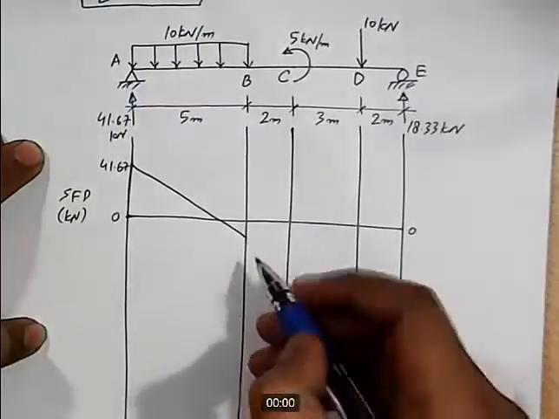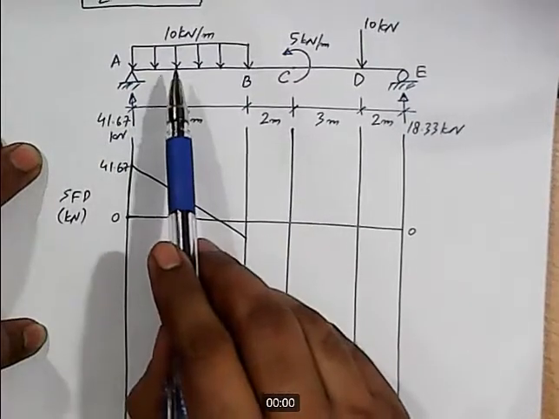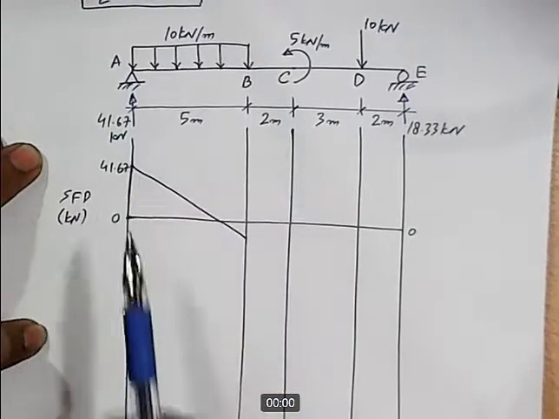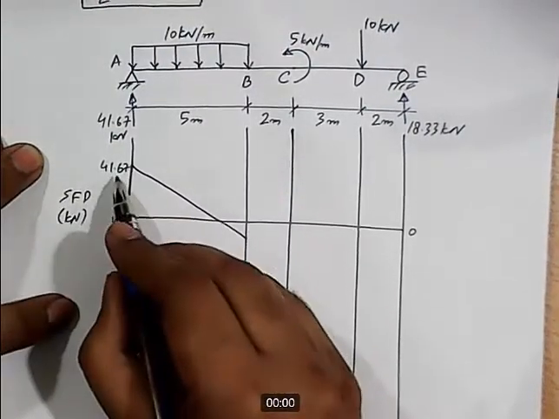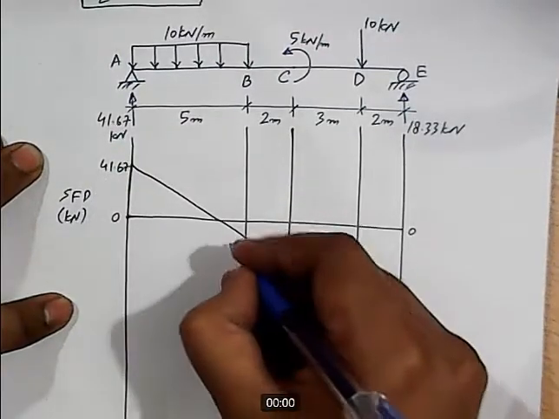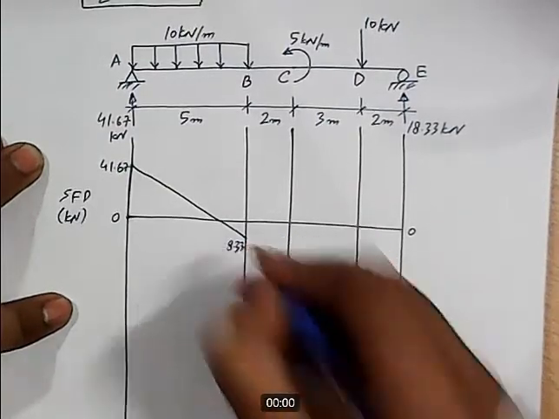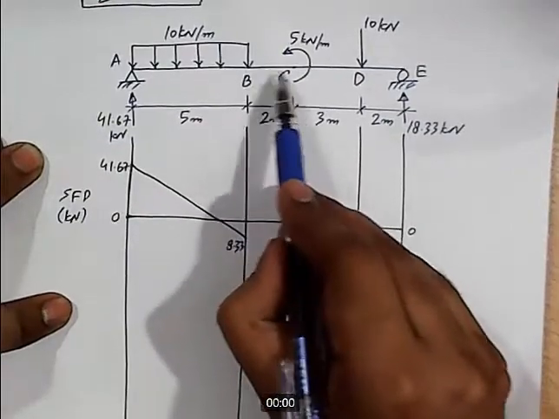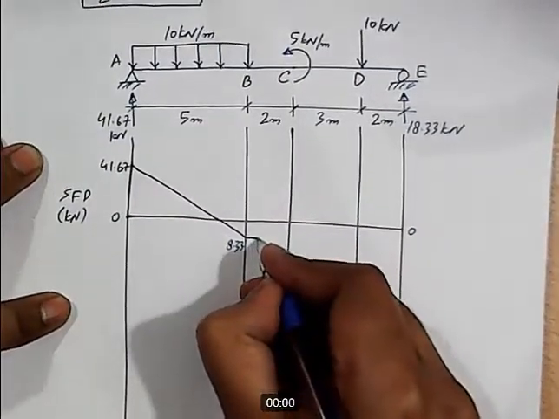Okay, so as the load is area load, so it's a UDL, so the shear force diagram in this case will be first degree. On the left side it is 41.67, and on the right side it is 8.33. And then from point B to C there is no external load acting, so the shear force diagram will remain constant.